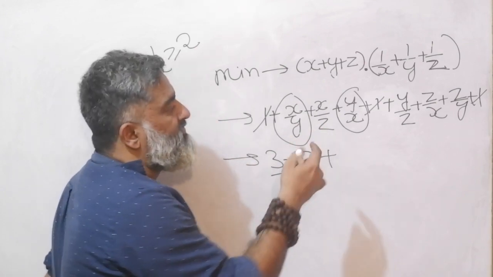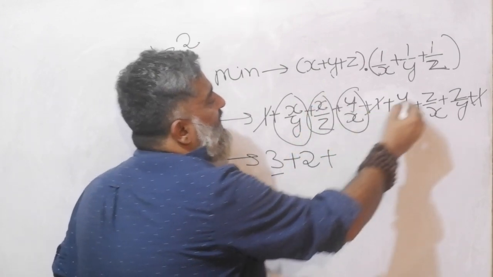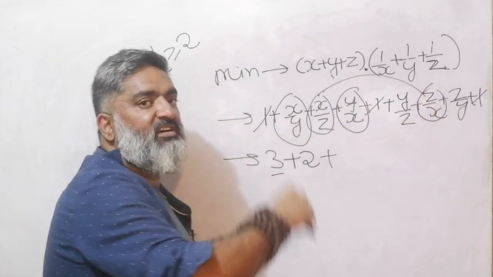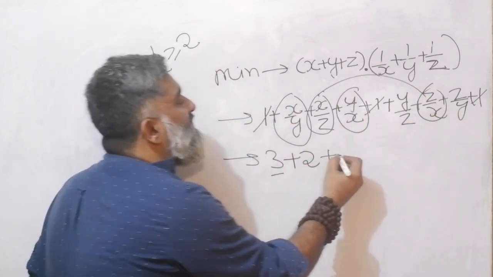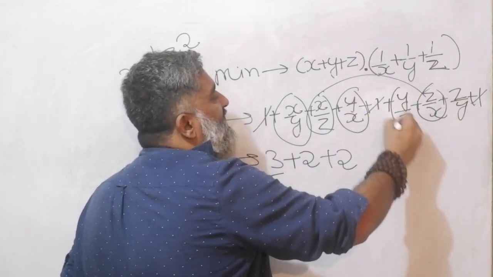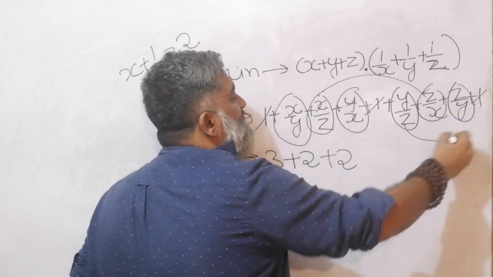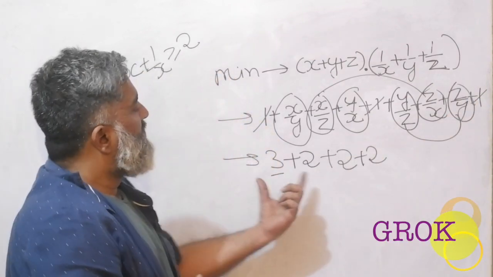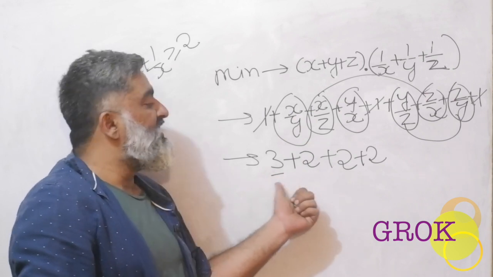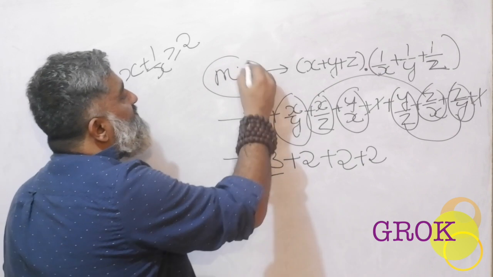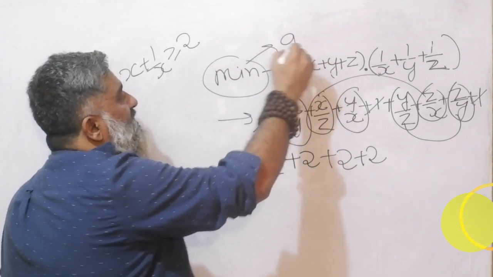Now I know the game very quickly. x by z and z by x, these two reciprocals, nothing but a term and an inverse of that term, will give me another 2. y by z and z by y, another pair of reciprocals, will also give me another 2. Now everything is taken care of. 3 plus 2, 5 plus 2, 7 plus 2, 9. That means the minimum value for this expression is going to be 9.